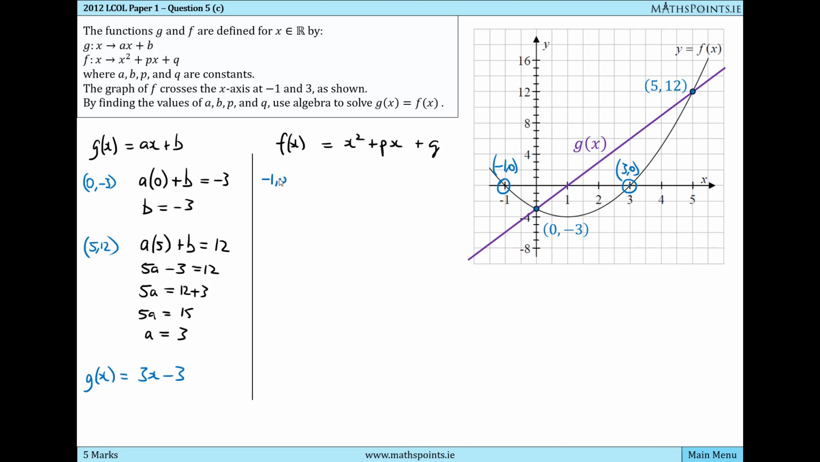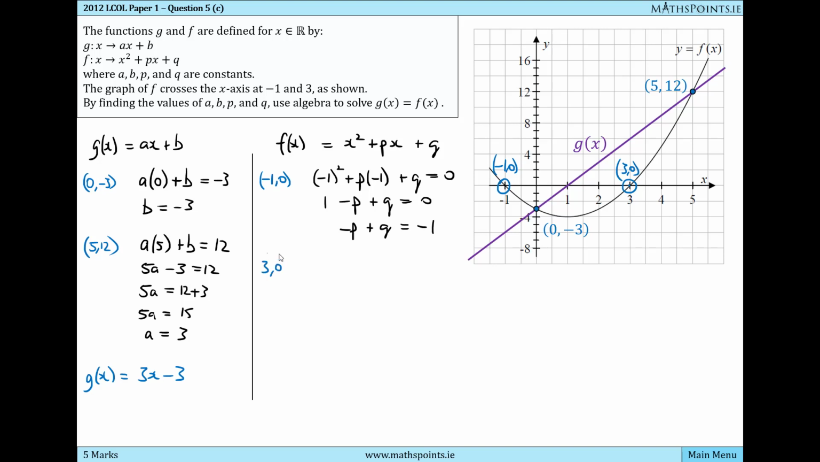So taking minus 1, 0 and subbing in x equals minus 1, we let the function equal 0. So minus 1 squared plus p times minus 1 plus q equals 0. Minus 1 squared is 1, minus p plus q equals 0. And subtracting 1 from both sides, we're left with minus p plus q equals minus 1.